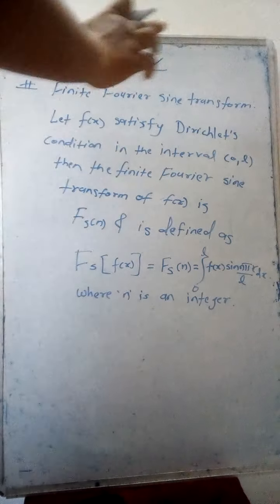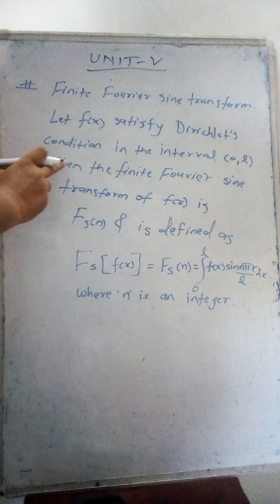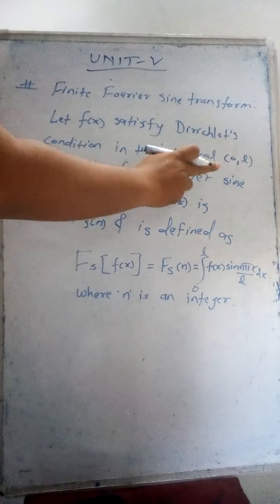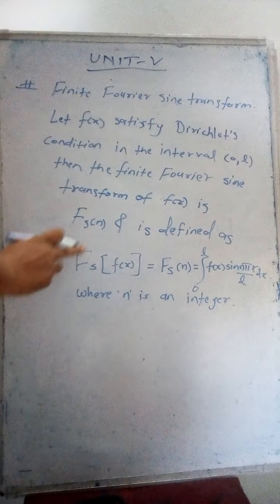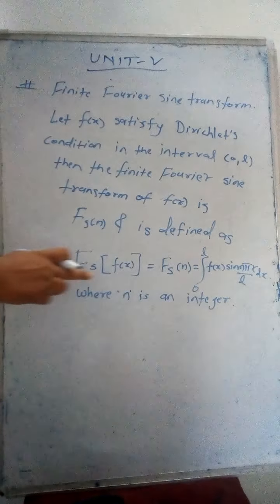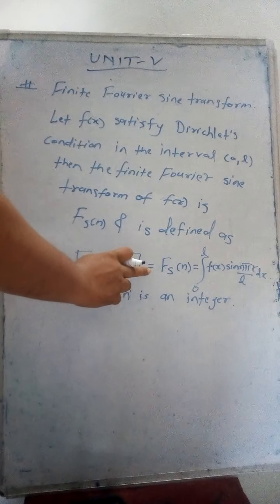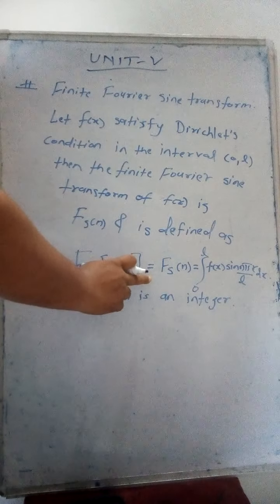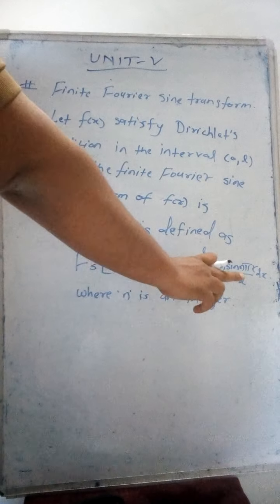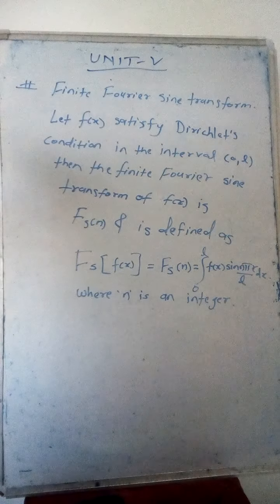Finite Fourier sine transform. Let f of x satisfy Dirichlet's condition in the open interval 0 to L. Then the finite Fourier sine transform of f of x is Fs of n and is defined as Fs of n is equal to the integration 0 to L f of x sine n pi x upon L dx, where n is an integer.